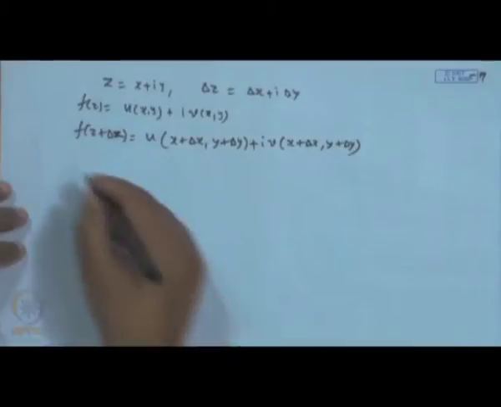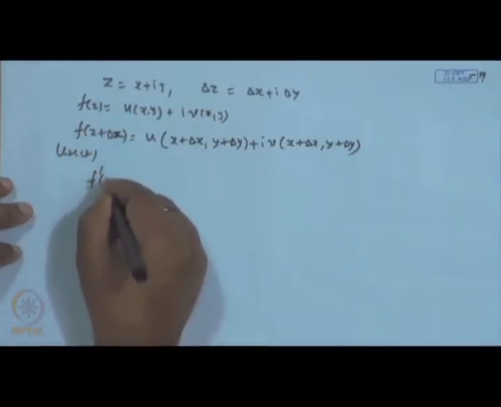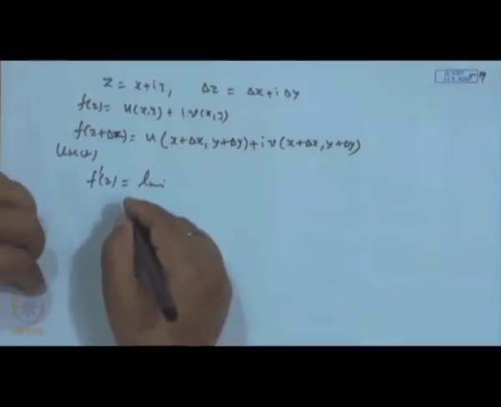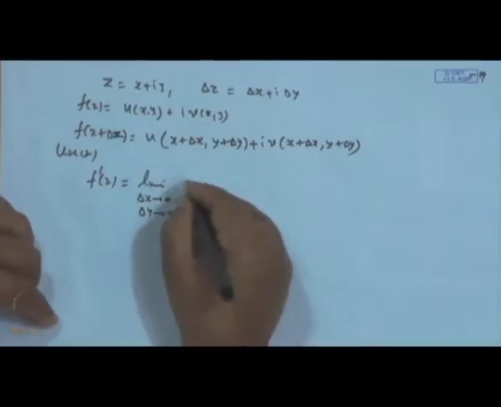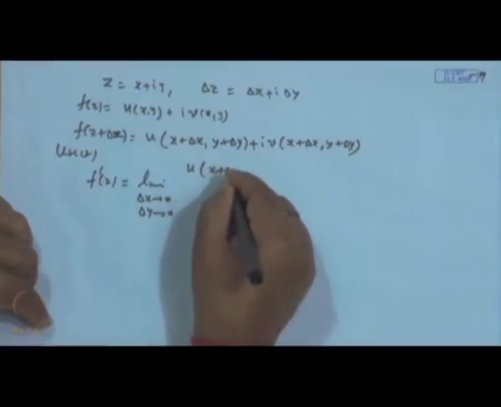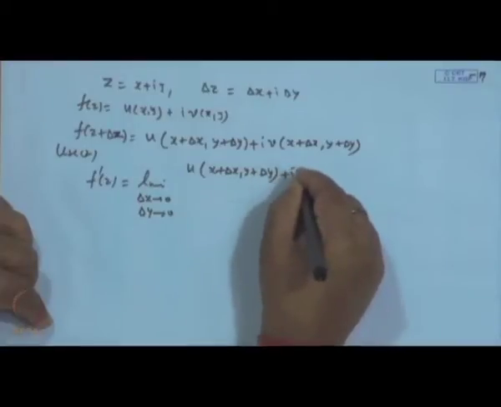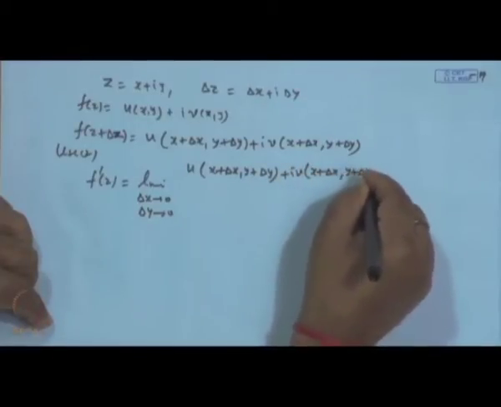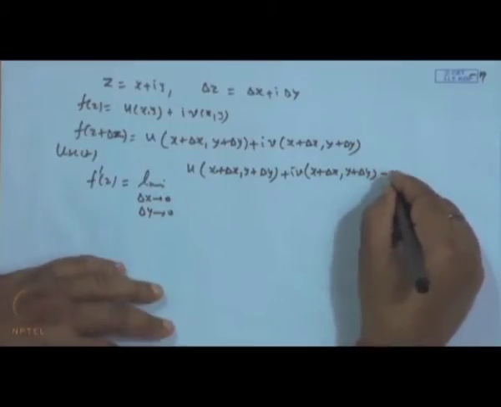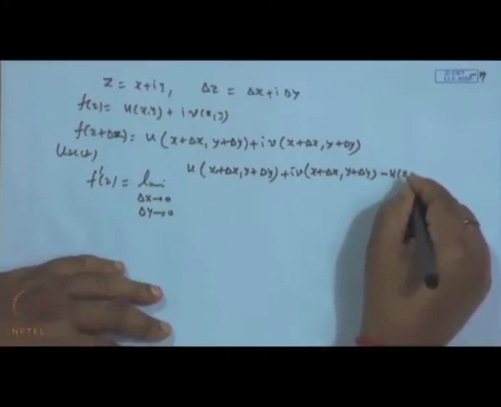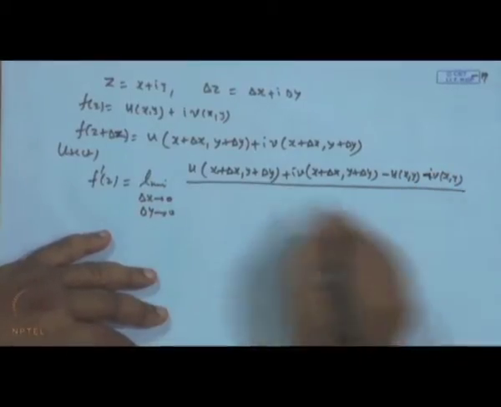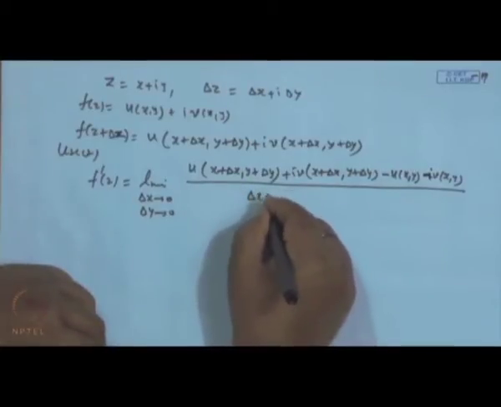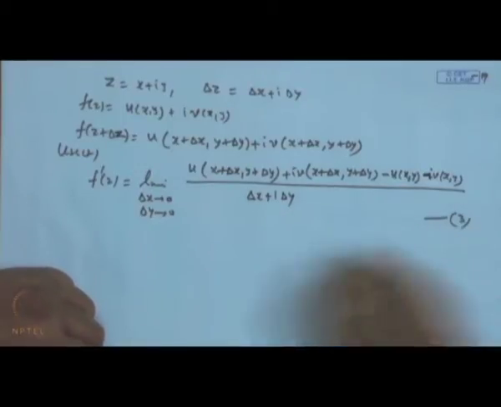So, put it in the equation: f prime z is the limit as delta z tends to 0, which means delta x goes to 0 and delta y goes to 0, of u of x plus delta x, y plus delta y plus i times v of x plus delta x, y plus delta y, minus f of z, that is u of x, y plus i times v of x, y, divided by delta x plus i delta y. Let it be third.